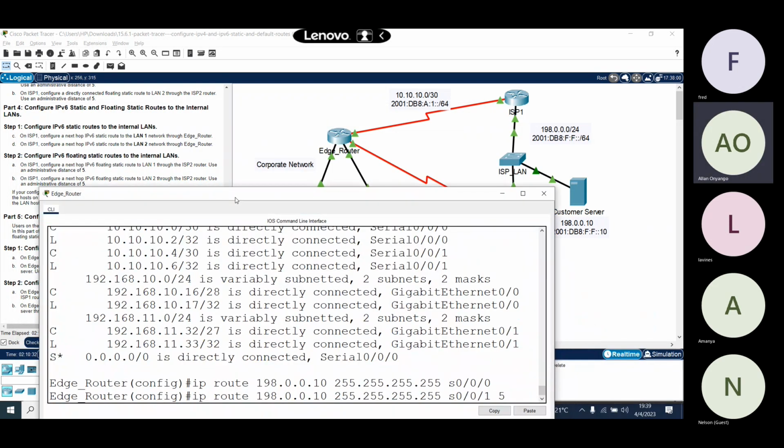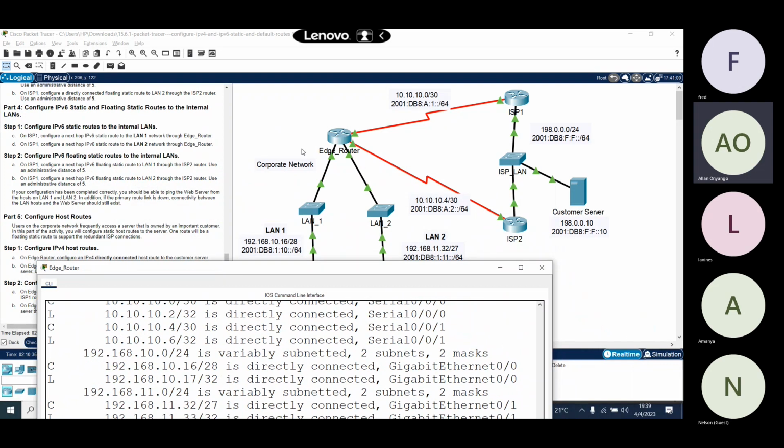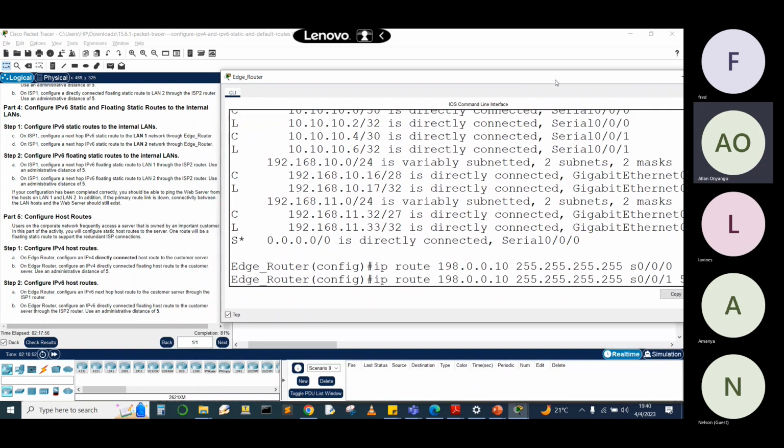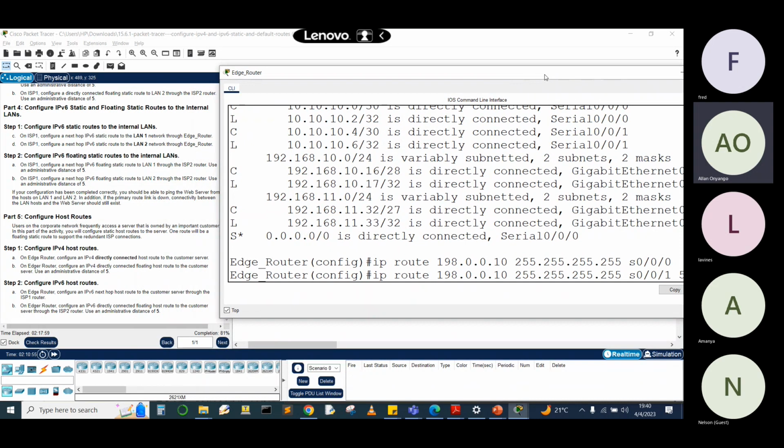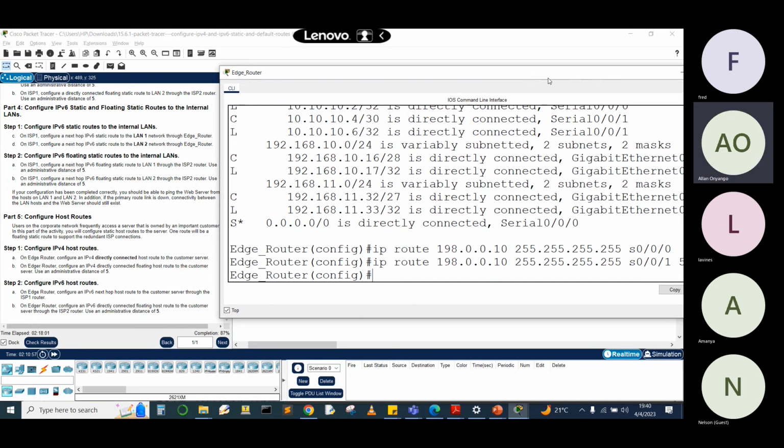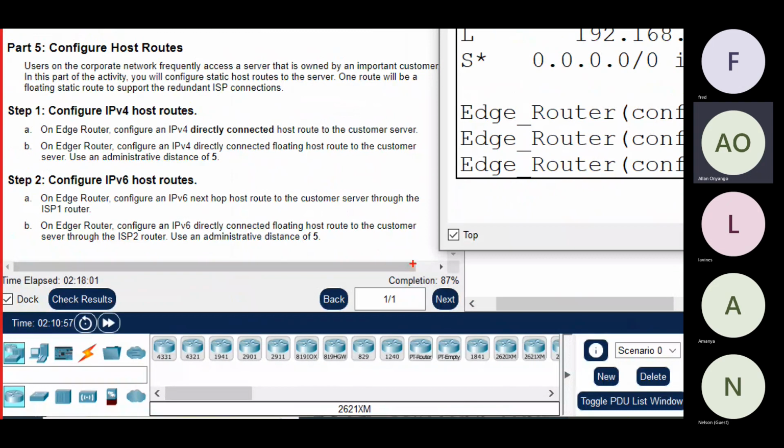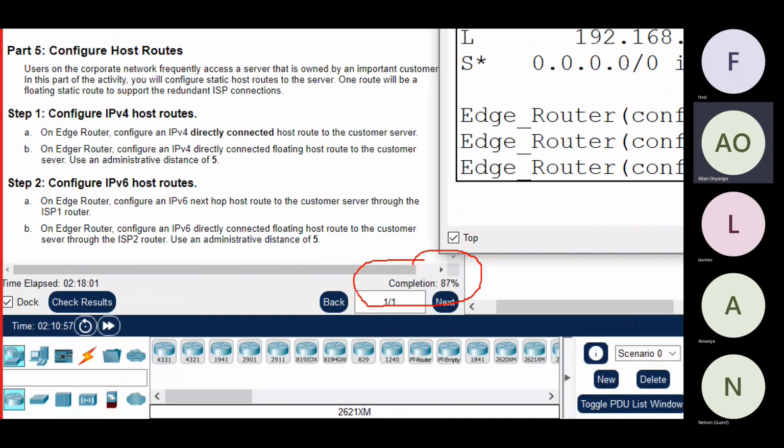So we are telling the router, edge router, please always use the link through ISP1 to reach the customer server. If that link isn't available, then you can use the route through ISP2 to reach the customer server. That's why we put the exit interfaces. The first one is S0/0/0 going through ISP1 and S0/0/1 going through ISP2. I'm going to press enter here, and I now have 87%. We're moving very well and very steadily, and I'm going to need you to do the same at some point.